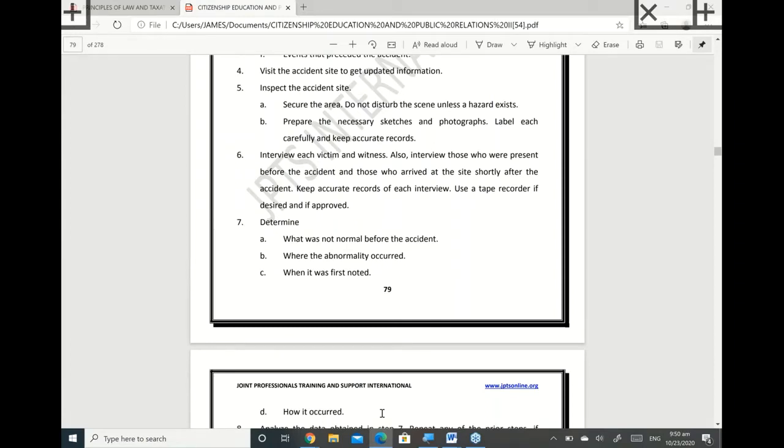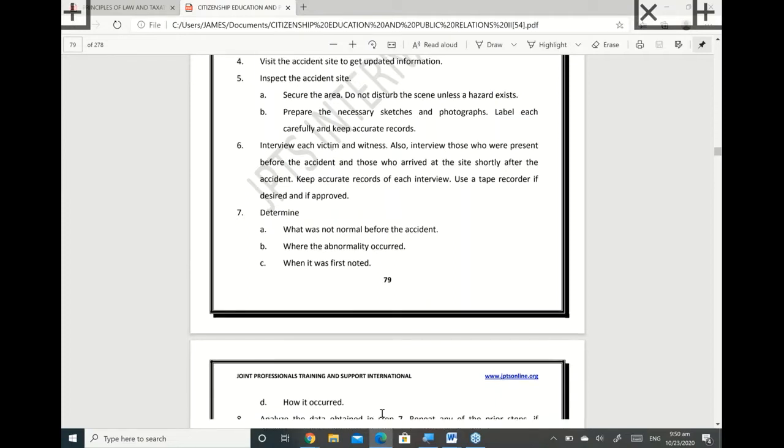Then B, we are talking about where the abnormality occurs, how it occurred, and when it occurred. We now see when it was first noted and how it was first noted; you need to know. Then we look at how it occurs.